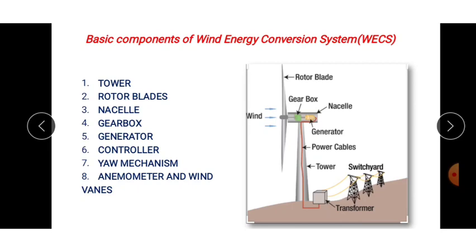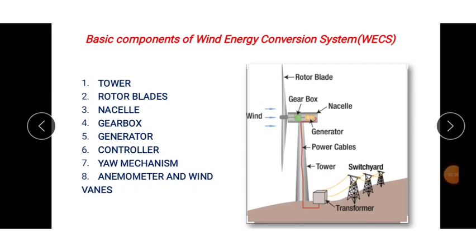Fifth one is generator. Generator converts mechanical energy received from shaft into electrical energy. Controller controls different parameters like power, frequency, voltage, etc.